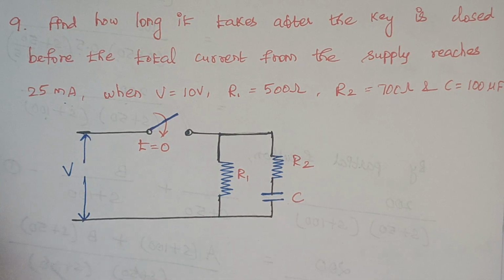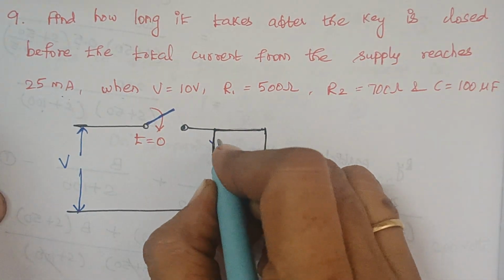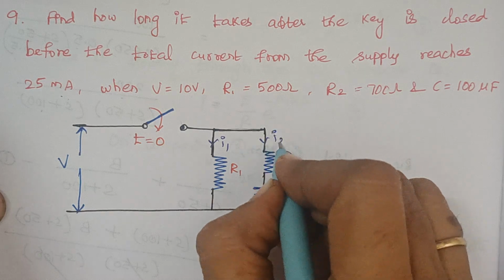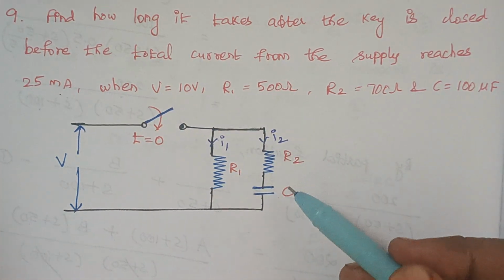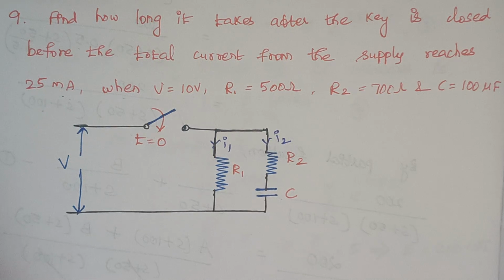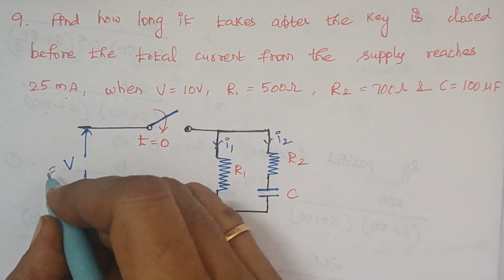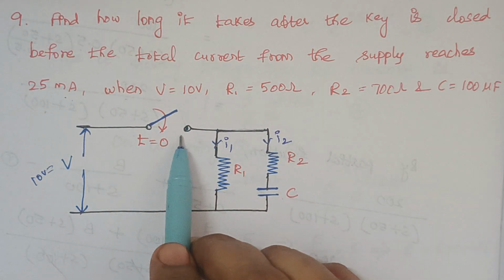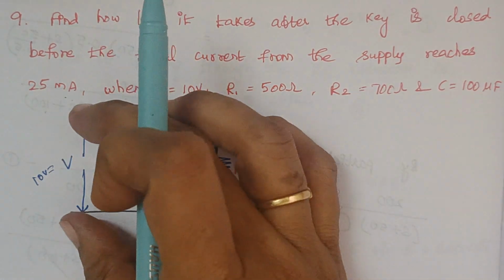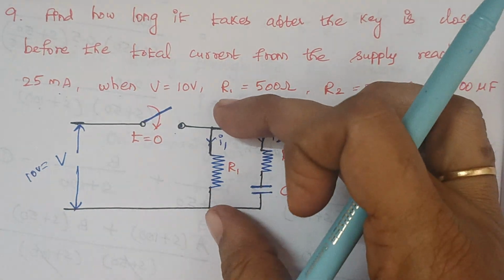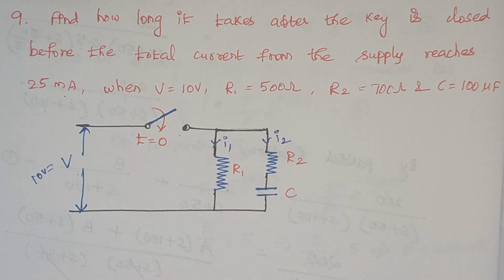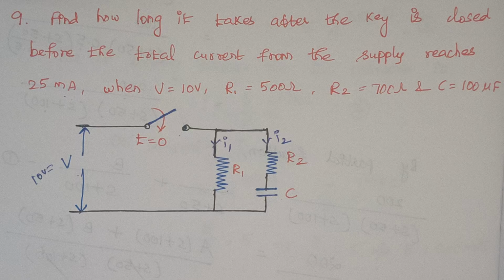So when you look at the circuit diagram, we are assuming I1 is the current that flows through this R1 and I2 is the current that flows through this R2 and C. Right. So here the value of voltage is nothing but 10 volt. So when the switch is closed, you see this voltage will be impressed across this R1, because this voltage is connected in parallel with this resistor R1. Therefore, it is easy for us to calculate the value of I1, right?